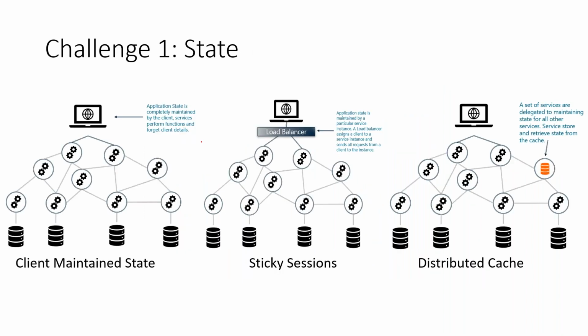So challenge number one is state. And there's several ways to maintain state. Because services are decoupled from one another, everything's running kind of autonomously. State is not contained within any single service. Rather, a service might need to interpret or get state from somewhere else. It might need to offload state to somewhere else.